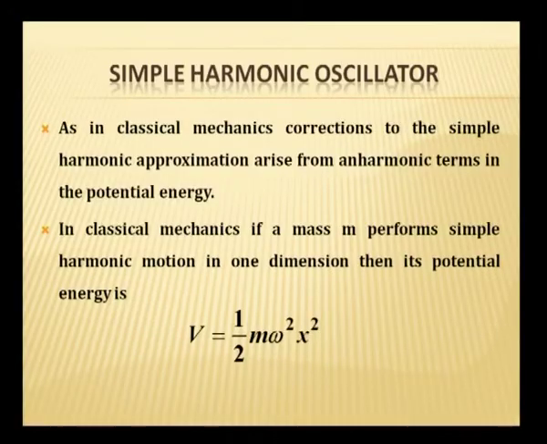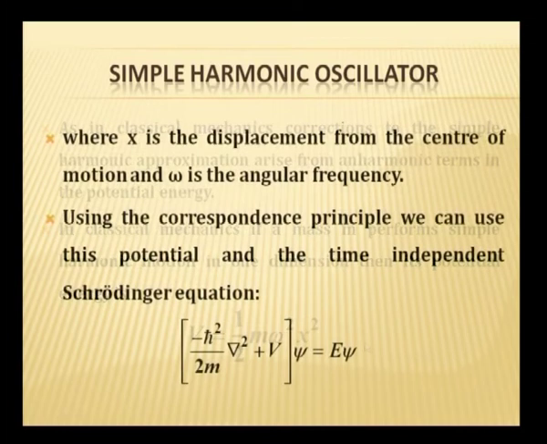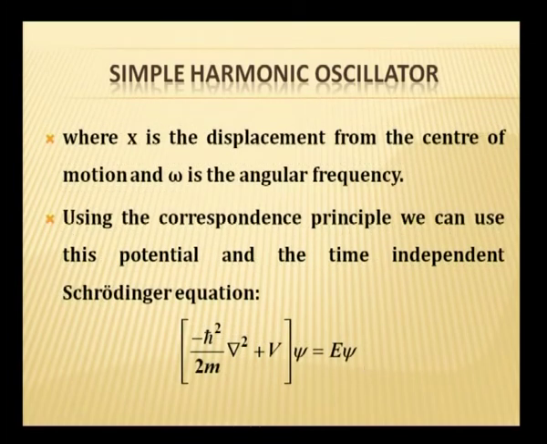So, the potential energy will be half m omega squared x squared, where m is the mass of the atom, omega is the angular frequency, and x is the position coordinate of the atom. This is the potential energy experienced by the atom in a molecule or in a solid, and now we have the Schrodinger equation. You have to substitute this V here in the Schrodinger equation, and then you try to solve the equation.